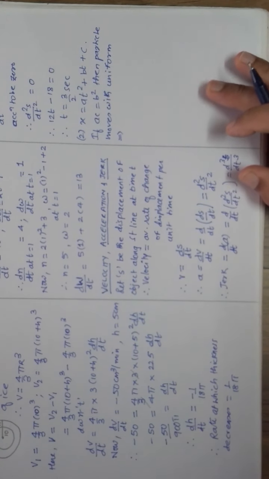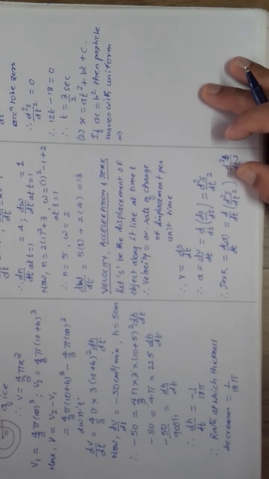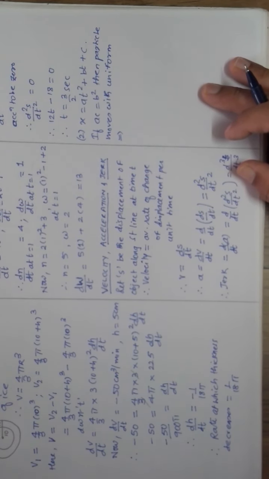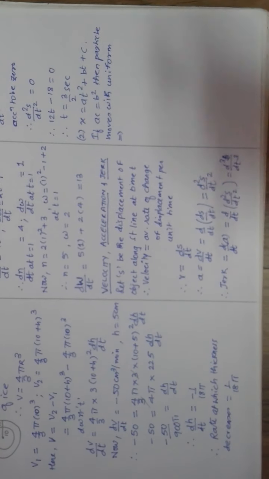Now coming to the next question, it says a particle is moving along the curve x is equal to at square plus bt plus c, and the condition mentioned over here is ac is equal to b square. Remember, every condition is important. So what is the role of this condition, that we will see. Then the particle would be moving with uniform what? That is uniform velocity, acceleration, jerk, or whatever it is.